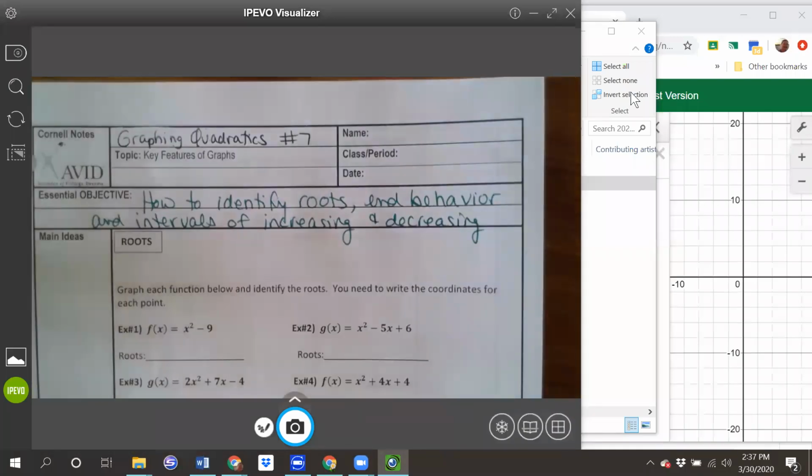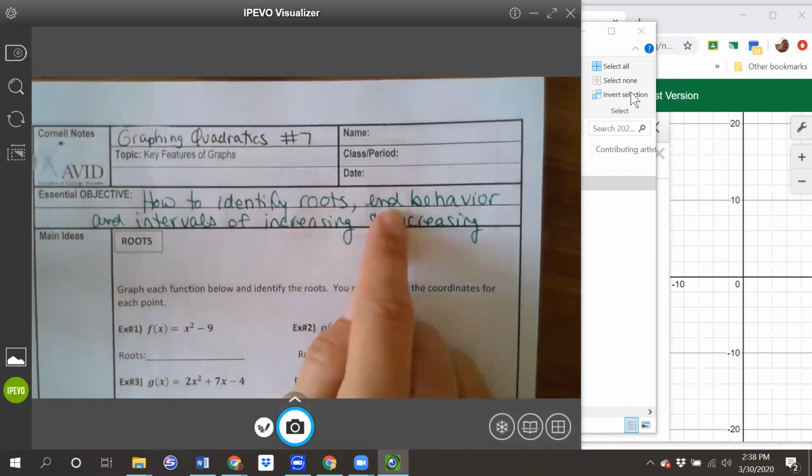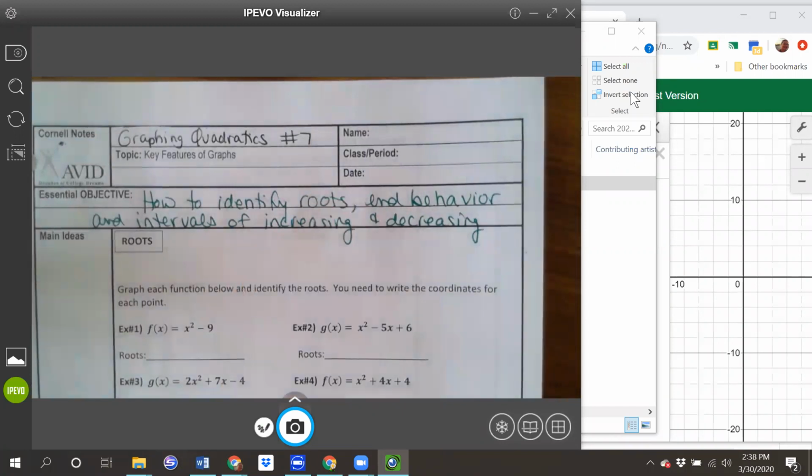Hello and welcome to the last set of notes in Graphing Quadratics. We are at Graphing Quadratics number 7. Today we are going to address identifying roots. Remember that roots are zeros, are x-intercepts, are solutions. Looking at end behavior and intervals of increasing and decreasing.